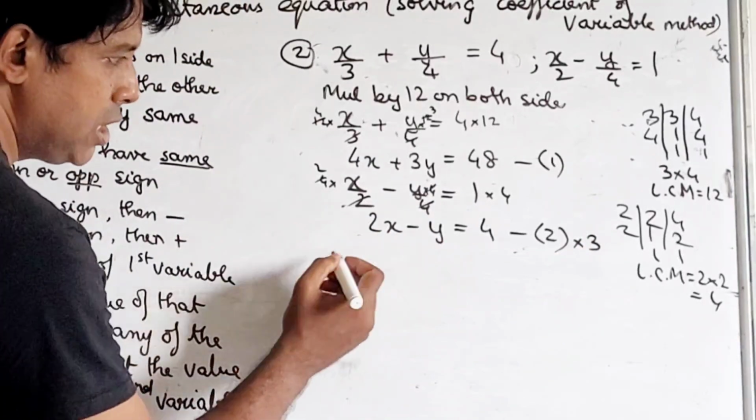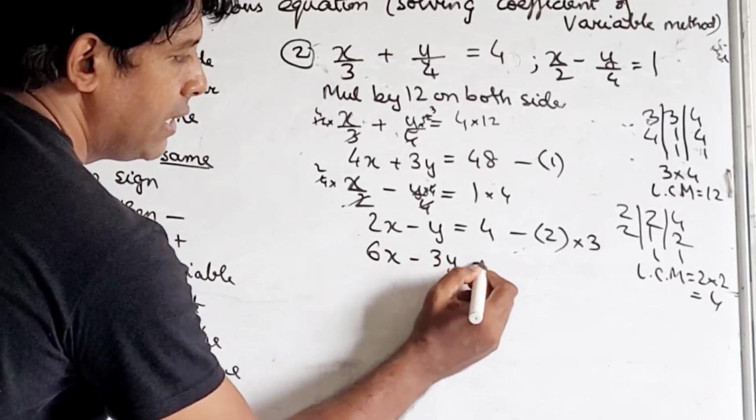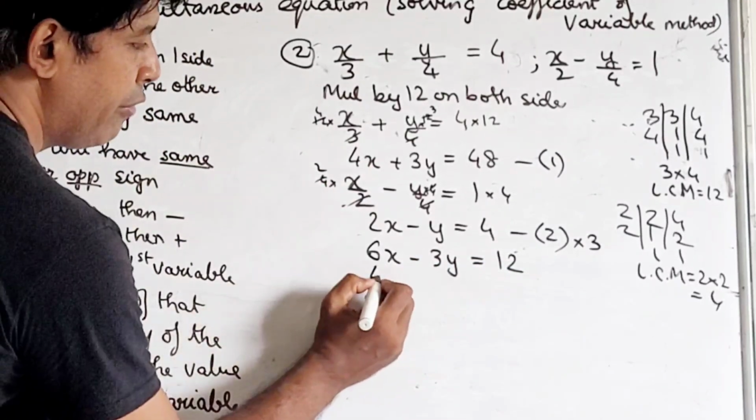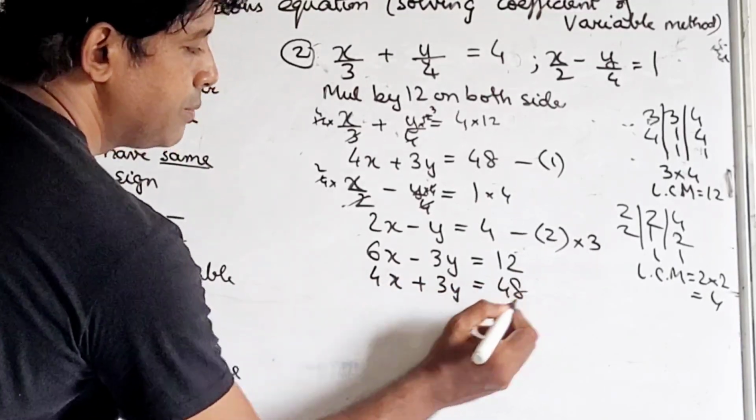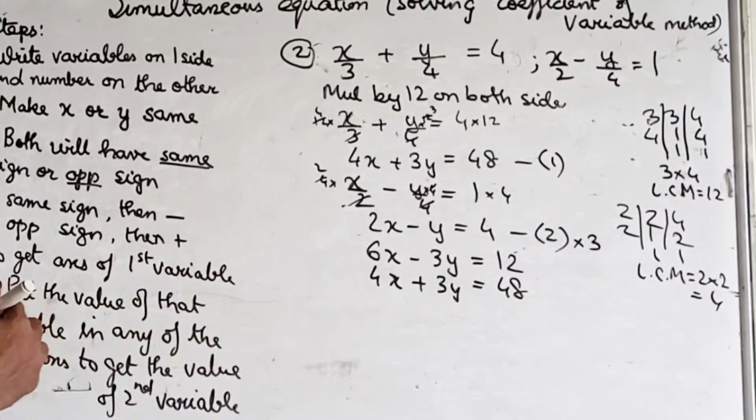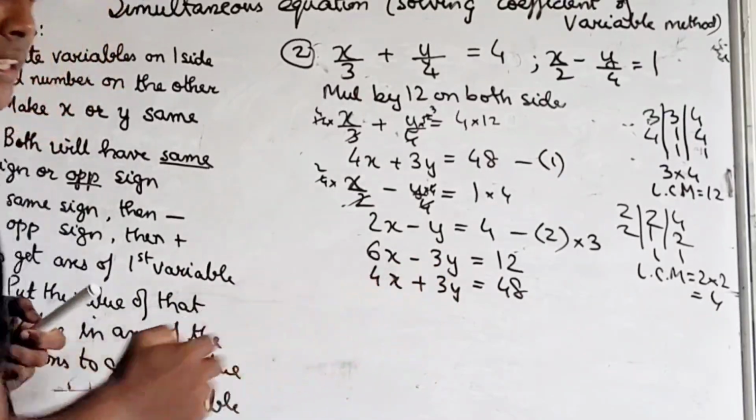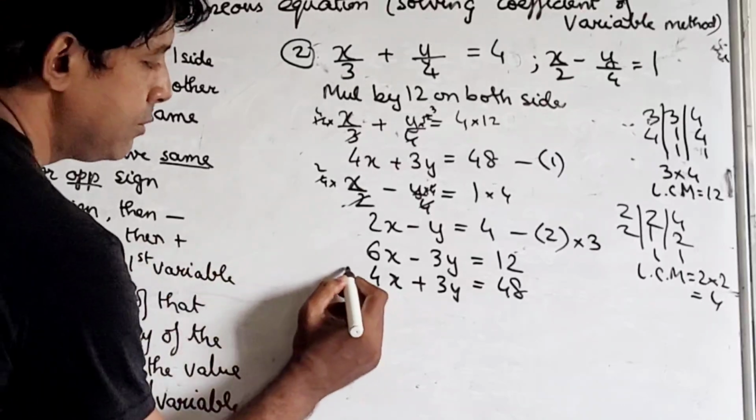So when I multiply this equation by 3, what I get is 6x minus 3y is equal to 12. And my other equation is 4x plus 3y is equal to 48. Now we have made the y same in this example. So once we have made one of the variables same, we have to see their sign. You see 3y, 3y, they have got opposite sign. And when they have opposite sign, then we add.